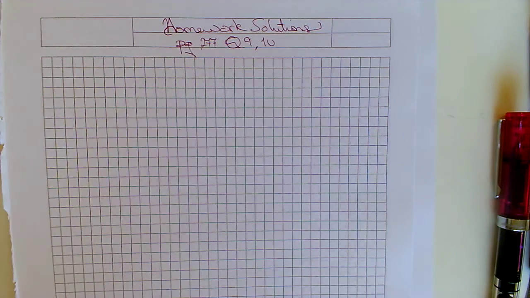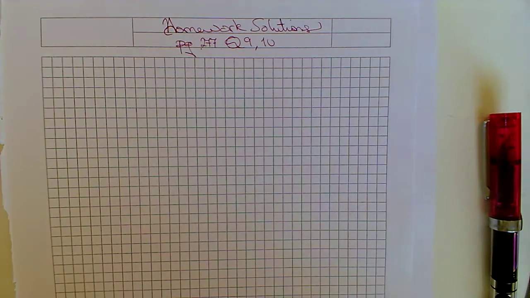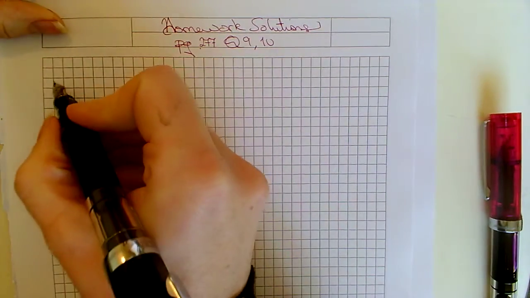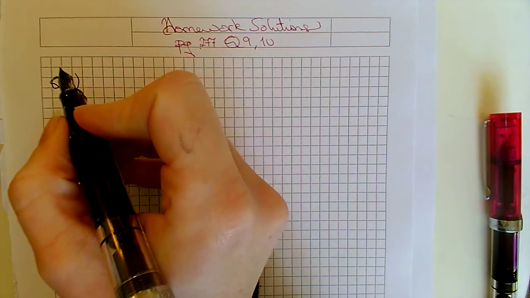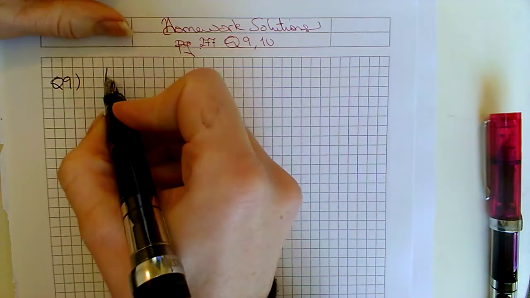Okay, so let's go through the homework solutions from last Thursday. Hopefully you had a nice break over the weekend, and prior to that you were able to work these out. So question 9 has a table, and in the table they have the equation of the line.